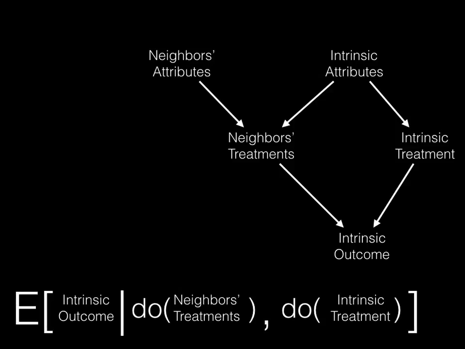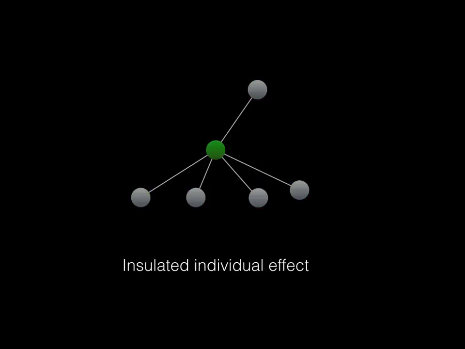This estimator can be used to infer a wide variety of causal effects, including neighborhood treatment, insulated individual effects, and an array of peer effects.